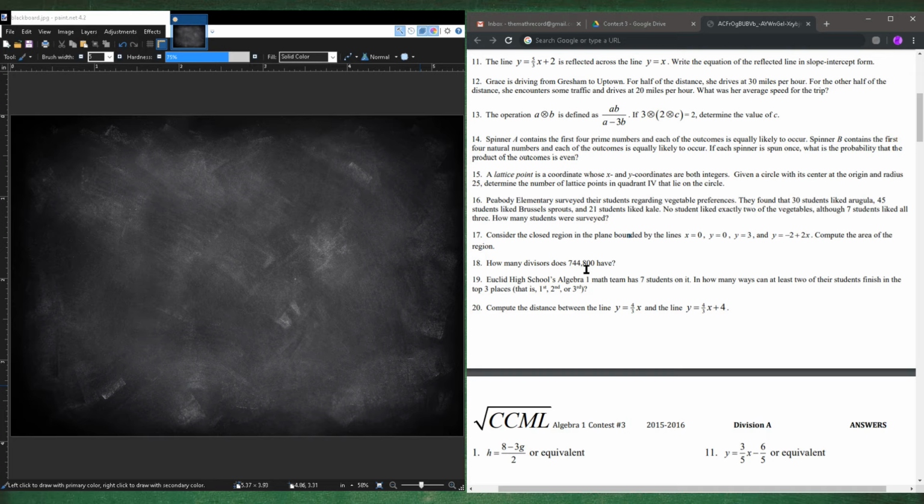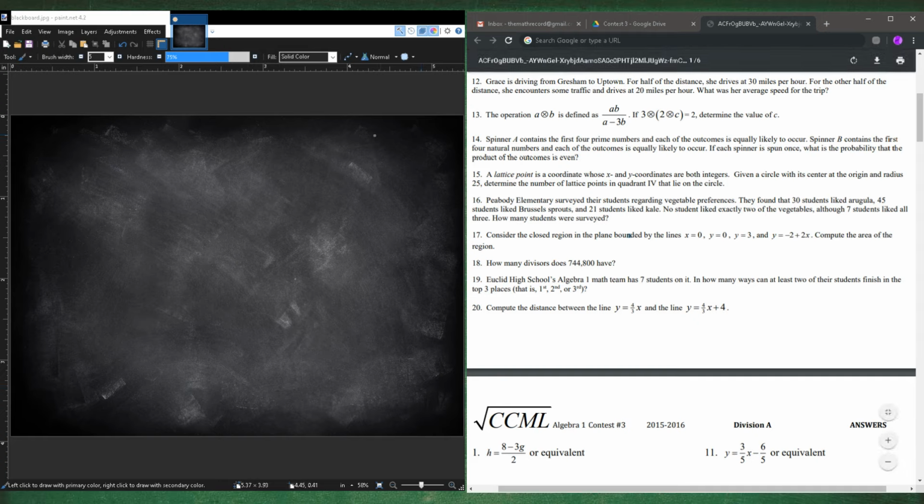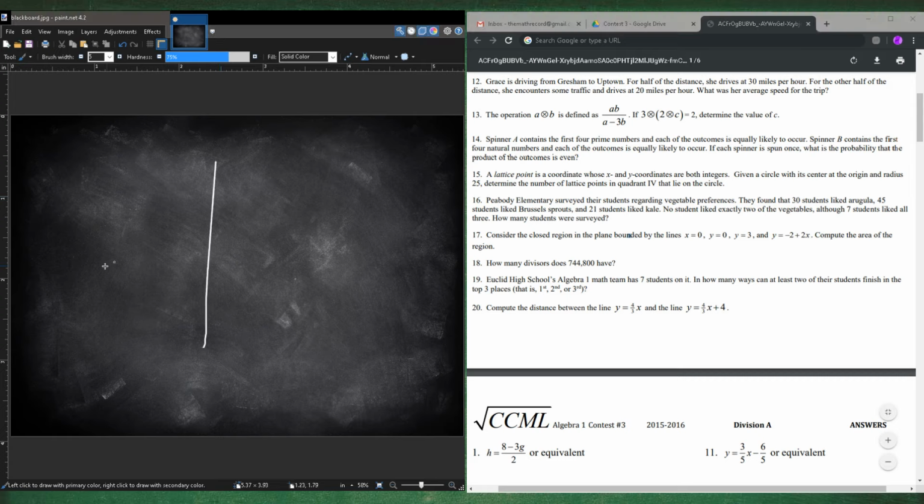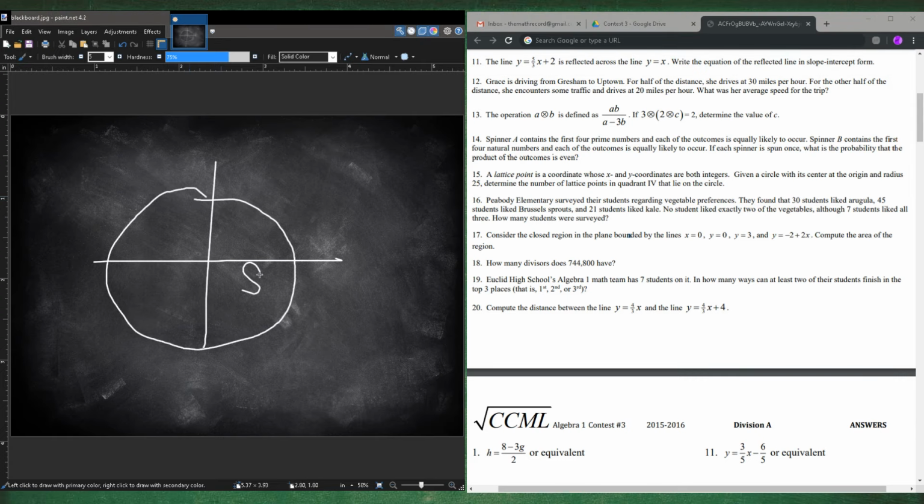Okay, number 15. A lattice point is a coordinate whose x and y coordinates are both integers. Given a circle with its center at the origin and radius 25, determine the number of lattice points in quadrant 4 that lie on the circle. So we have something like this, centered at the origin, with radius 25. And you basically have points right here, all these points in the 4th quadrant that lie on the circle. So it's on the circle and it has to be lattice points.